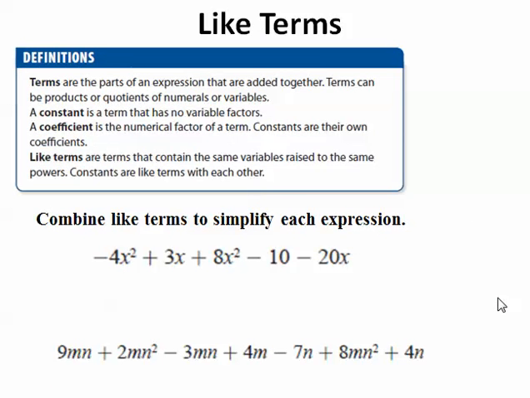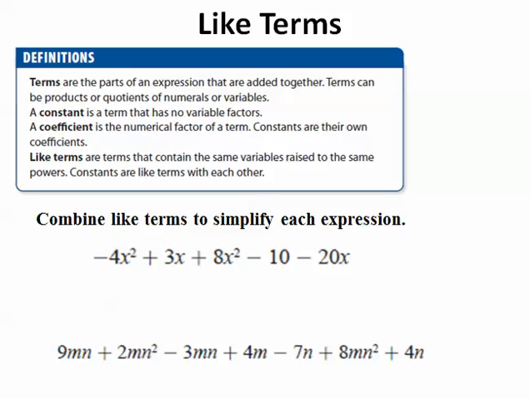Okay, last topic, like terms. In order for you to add or subtract, you have to have the same letter and the same exponent. And then you add the coefficient. So you're going, what is a coefficient? Coefficient is the number in front of the letter. A constant is a number without the letter. That's what those are.